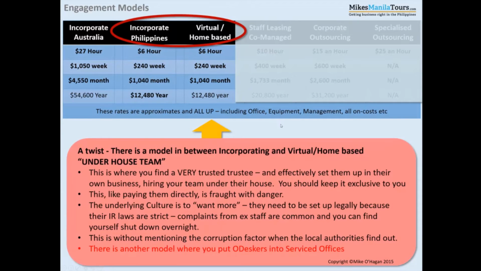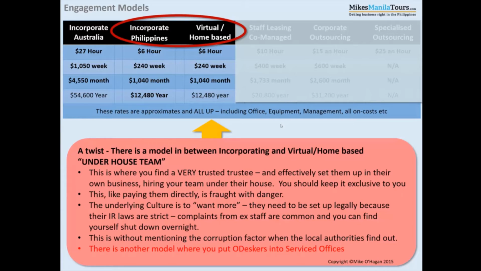There is a model that fits in between. I call it the under-house team. This is where you find a very trusted trustee and effectively set them up in their own business, hiring your team under their house. Look, you should keep it exclusive to you. Don't let anybody else get involved in it, because that's when it gets really ugly.